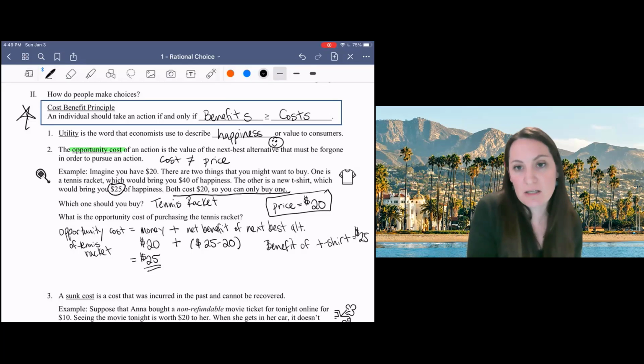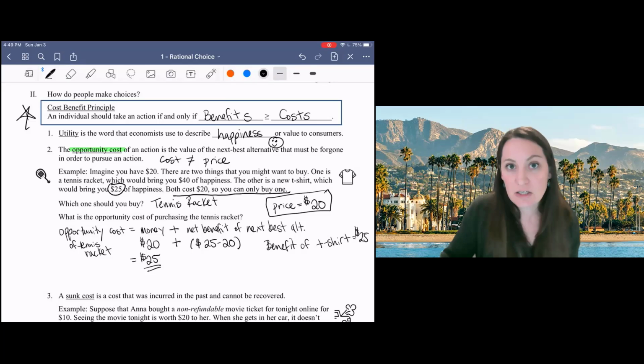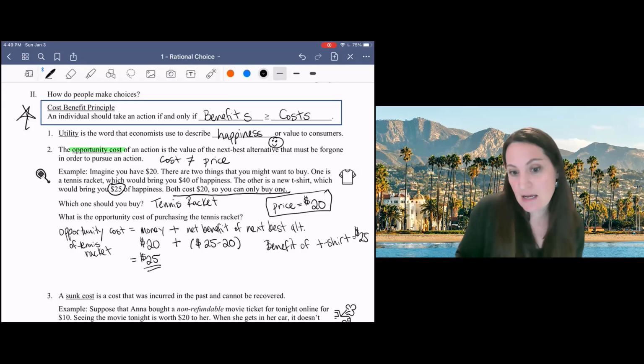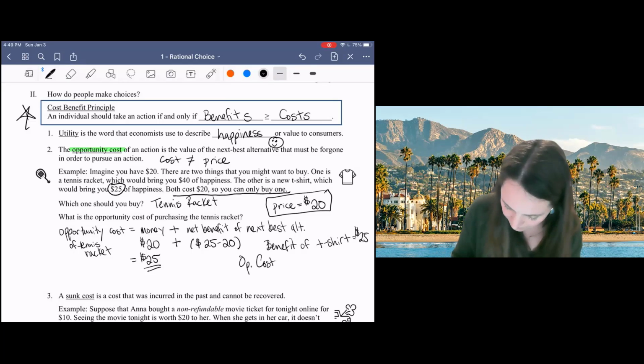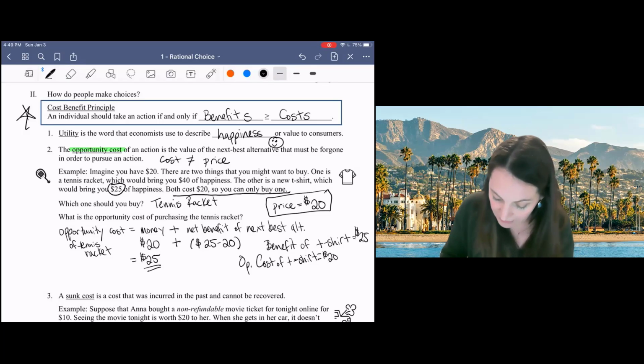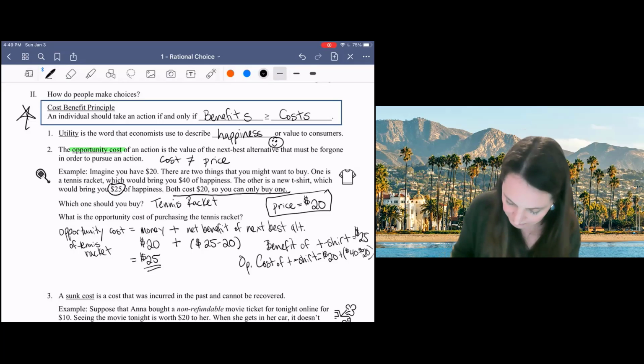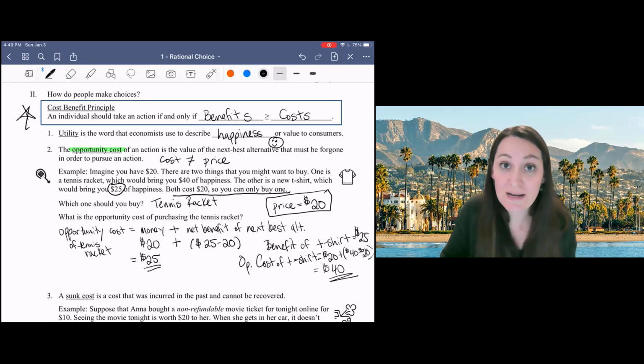So in order to apply this cost benefit principle, we always have to think of cost in terms of opportunity cost. So let's practice then finding the opportunity cost of the t-shirt. The opportunity cost of the t-shirt is the $20 that you spend on the t-shirt, but also the fact that you give up the opportunity to purchase the tennis racket, which of course makes you much happier than the t-shirt. So now we see that the cost of the t-shirt is really $40. By purchasing the t-shirt, we give up the opportunity to own the tennis racket.